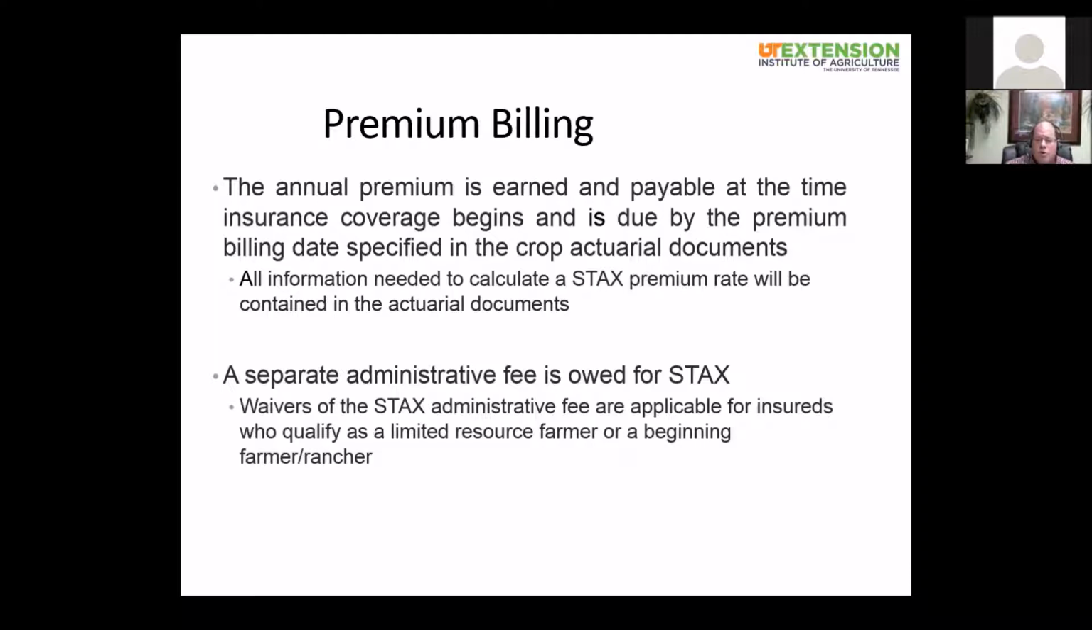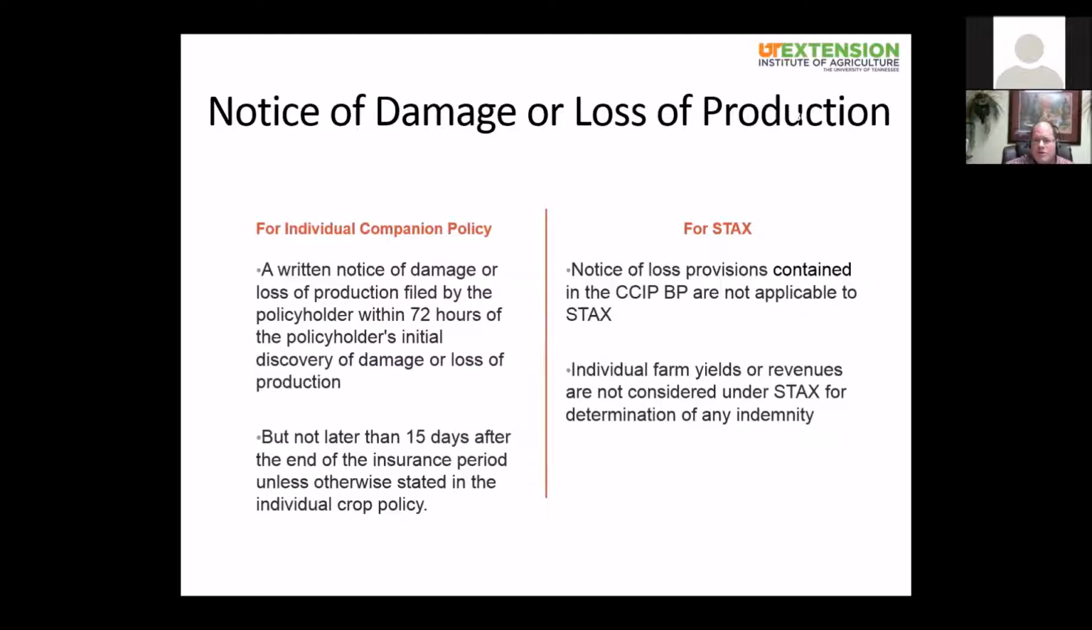Premium billing, I'm just going to quickly go through these. This does have a separate administrative fee. Some things to look at, some differences: notice of damage or loss of production. If you've got an individual companion policy, you would have to provide notice of damage within 72 hours. You don't have to do that with the STAX part. If you just had STAX, you would not have to do that. Of course, if you had STAX on top of a companion policy, you would still need to do that for the companion policy.